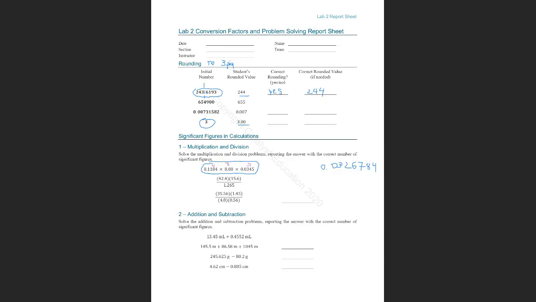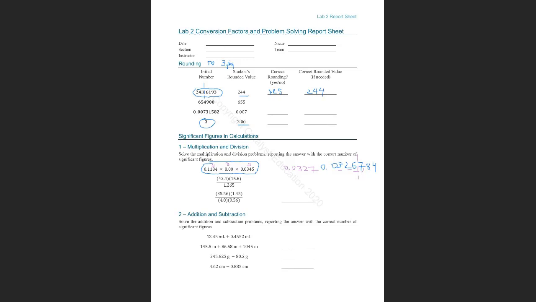So we count. The leading zeros don't count. So 1, 2, 3. We have to cut it here. And then we look at this number. It's a 7, so we have to round up. So our answer will be 0.0327. Any questions there? The rest is similar.